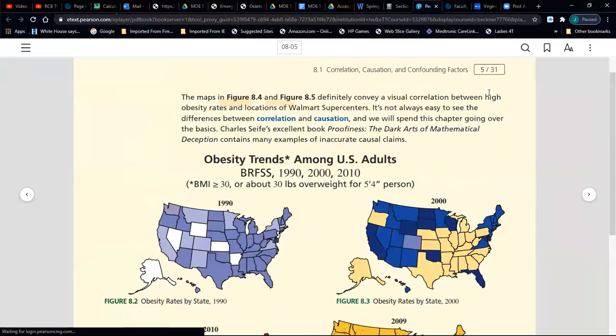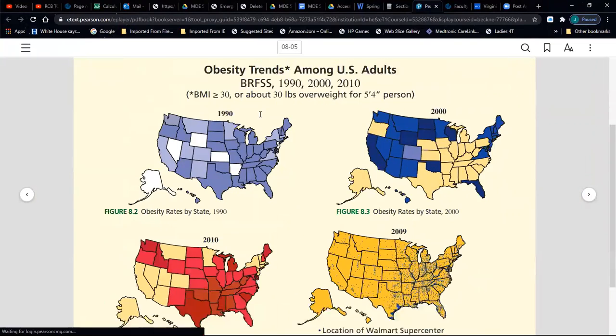They definitely convey a visual correlation between high obesity rates and locations of Walmart supercenters. It's not always easy to see the differences between correlation and causation. And we'll spend this chapter on that, you get the idea. So again, here's another piece of data that tries to imply that causation. These are called heat maps, the top left, top right, and bottom left. They show the obesity rate based on color. So the cooler colors, a white or a blue, would be a lower obesity rate, and your hotter colors, your magentas, your pinks, your reds, would be your higher rates.